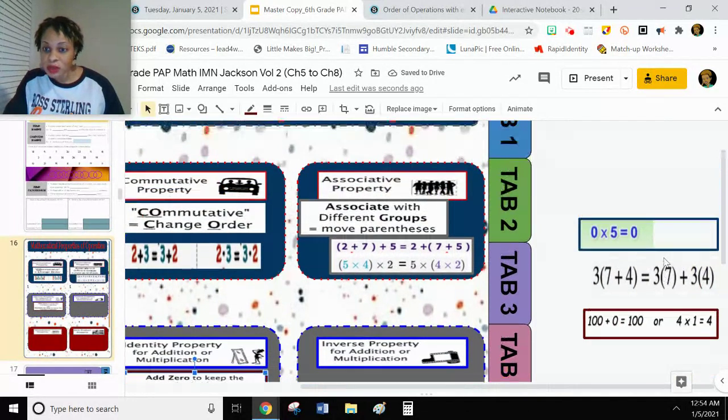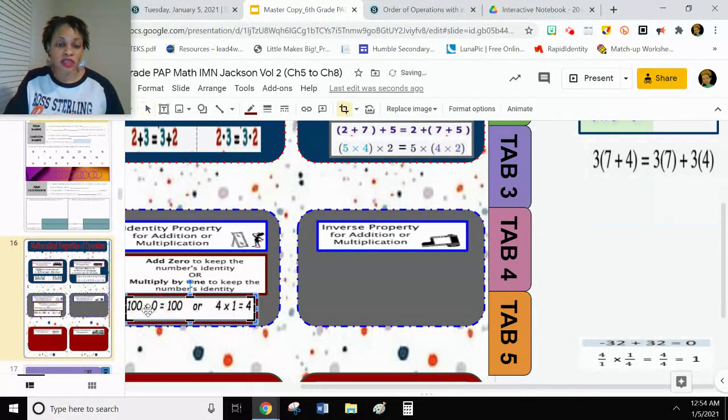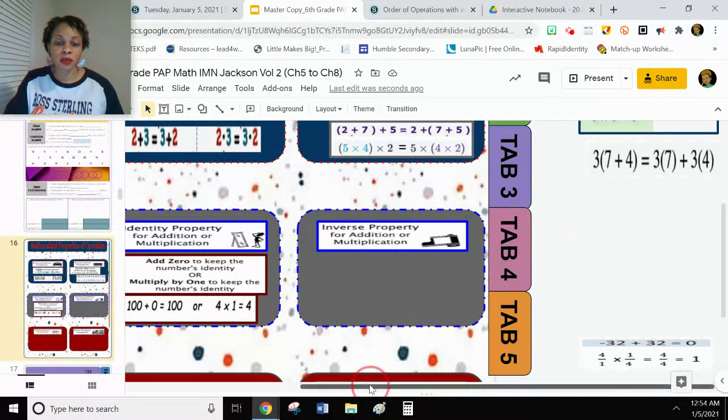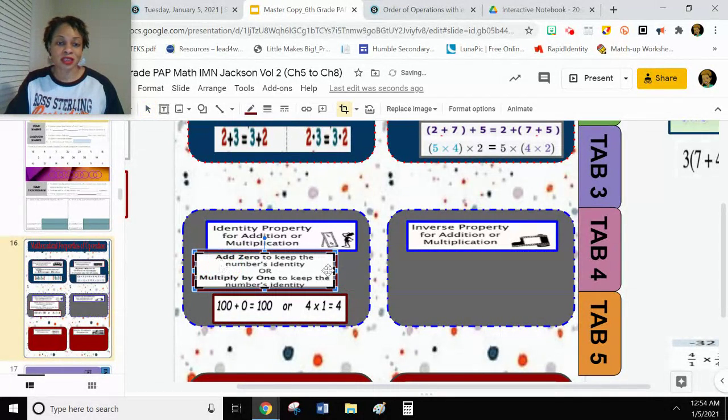100 plus 0 is still 100. 4 times 1 is still 4, okay? The identity did not change just because you added 0. The identity did not change. The number did not change because you multiply by 1. Identity property says if you multiply me times 1, I'm still myself. If you add 0 to me, I'm still myself.